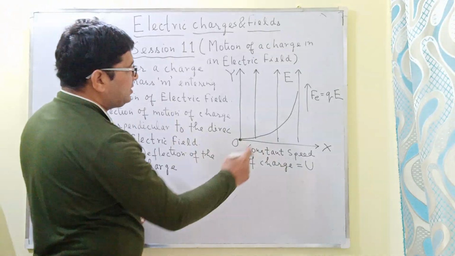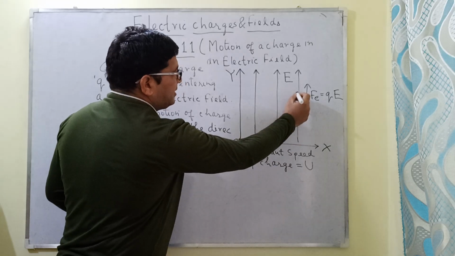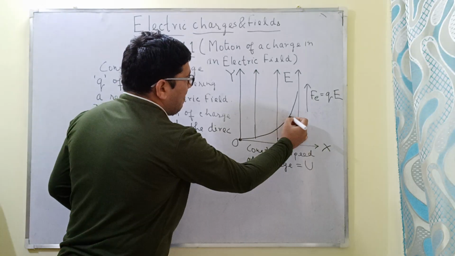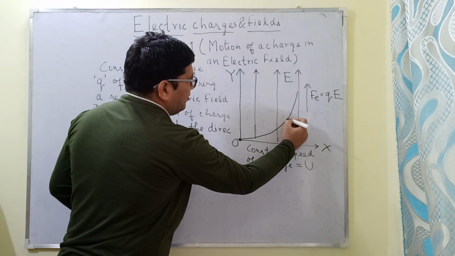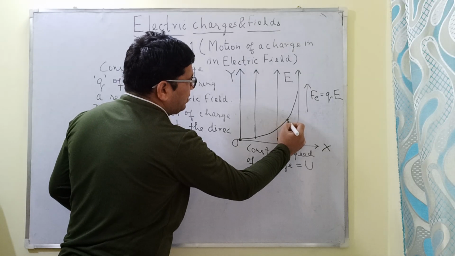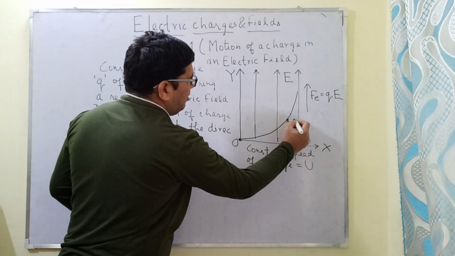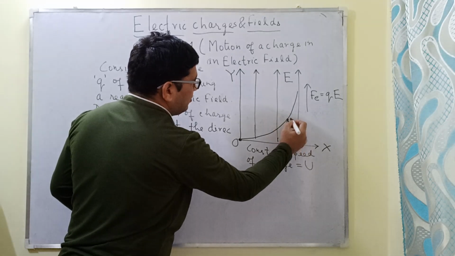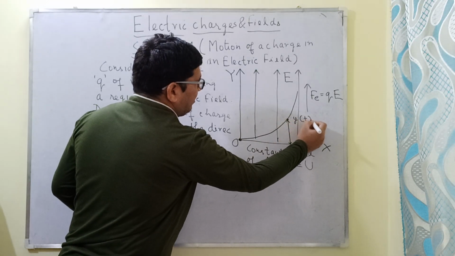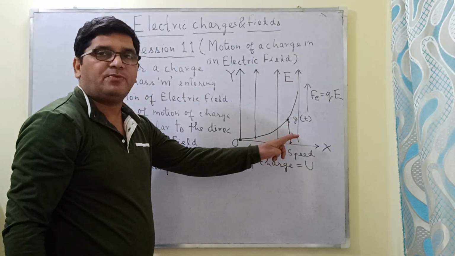And what does the deflection of the charge mean? For example, this is the trajectory which it will follow once it enters the region of electric field. So let us say at this point, the deflection of the charge will be this. This is the deflection of the charge, say it is y at any moment of time. So yt is the deflection of the charge at any moment of time, and this is what we are going to calculate.